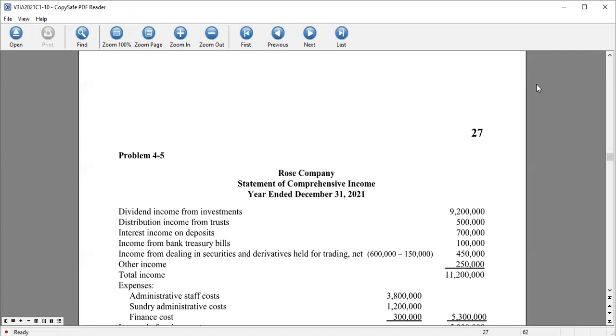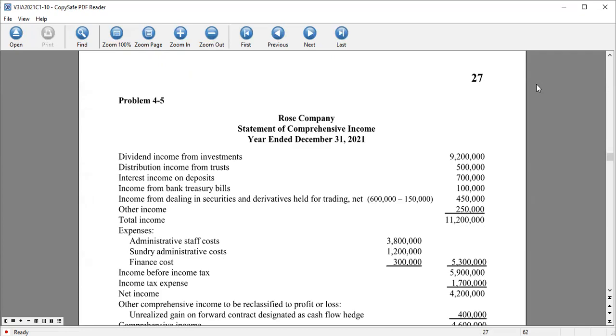Then for the expenses, we have the administrative staff cost, sundry administrative cost, and finance cost. Now, for the total, we have to determine the income before income tax and deduct the income tax expense. Finally, net income.